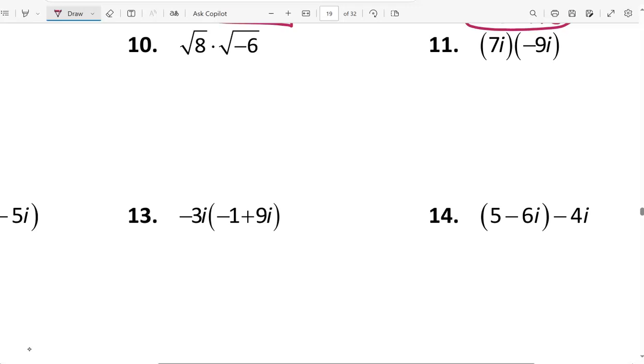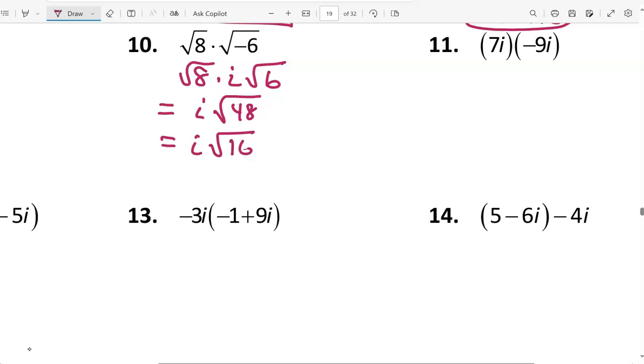In number 10, the square root of 8 is the square root of 4 times the square root of 2. And the square root of negative 6 is, on this one, let's just multiply together first. You can certainly simplify first, but you could also multiply together first. Square root of 8 we can leave alone, and the square root of negative 6 is i times the square root of 6. So we're going to get i times the square root of 48. And then 48 has a perfect square factor of 16, so that's 4 times i times the square root of 3. We could also simplify first, but either way is fine.